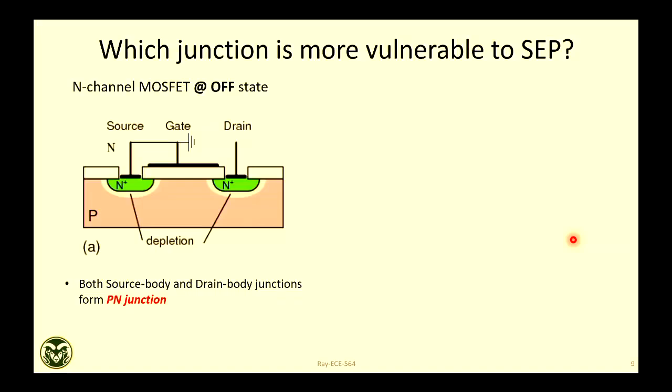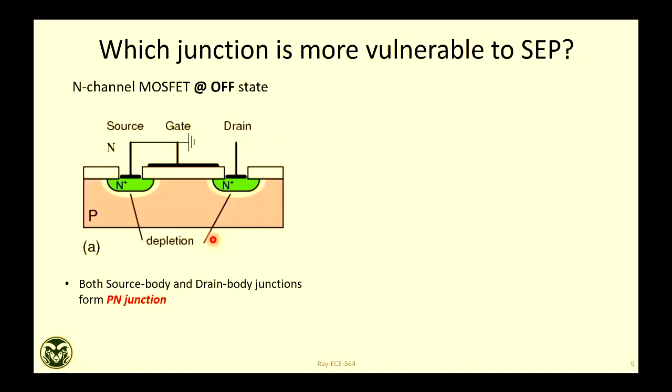And why? What do you think? Suppose an ion can go through the source junction, versus an ion going through this PN junction. Which one do you think will collect more? Yes, drain. Drain is typically more, because why?